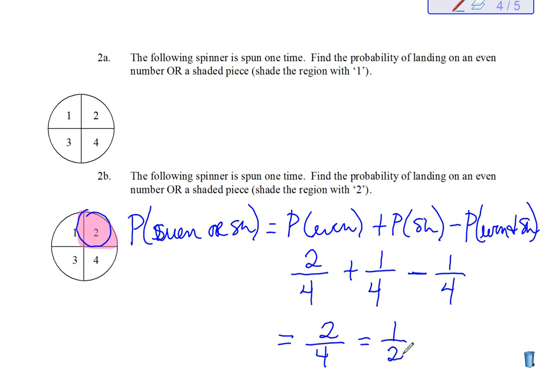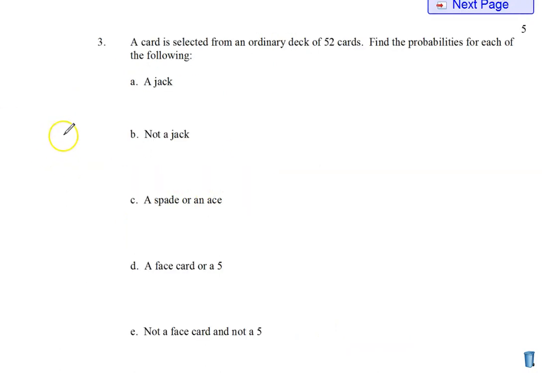Okay, going on to the last page, we're just going to answer some more questions about the deck of cards. It says a card is selected from an ordinary deck of 52 cards. Find the probability of each of the following. First one, if I randomly draw a card from a deck, I want to know the probability of getting a jack. The probability of drawing a jack would be 4 out of 52 because there's 4 jacks out of a standard deck of 52. That reduces to 1/13.